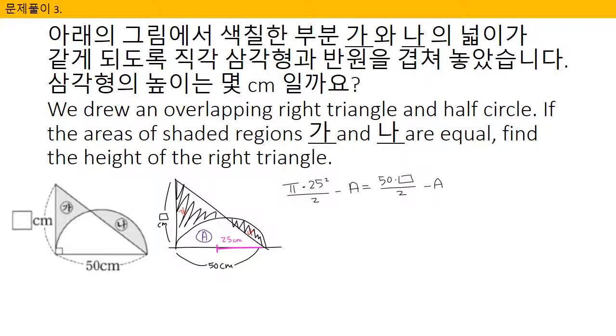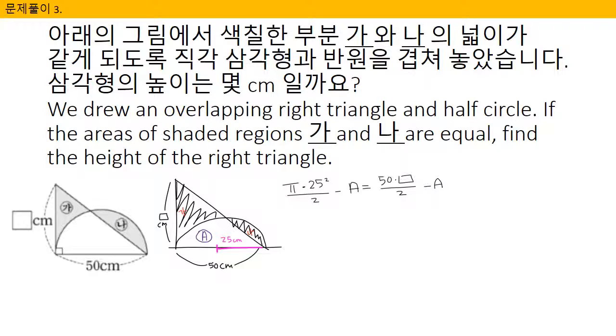So first we do pi times 25 squared over 2 minus A equals 50 times height over 2 minus A. I probably should have used the variable h for height, but since the original diagram has a square, I just used a square instead of h.